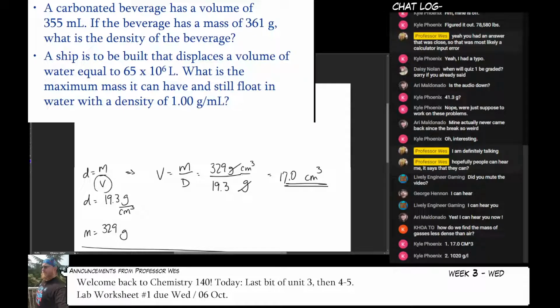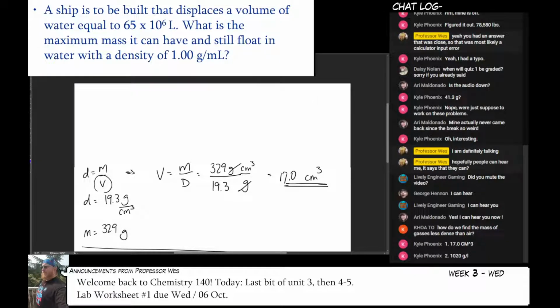And then for the third one, I give you its volume, and we need to know what mass the ship can have. So we're going to be solving for mass. I know that the volume is 6. Is that 65 or 6.5? I can't see on that screen. Give me a second. 65. So 65 times 10 to the 6, and that's in liters. The density of the water that we're looking at is 1 gram per milliliter.